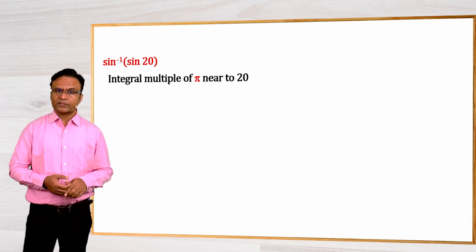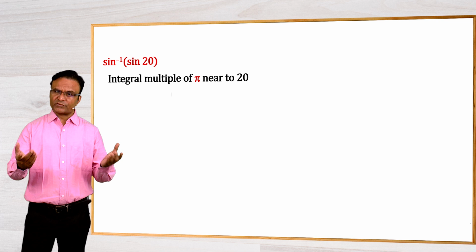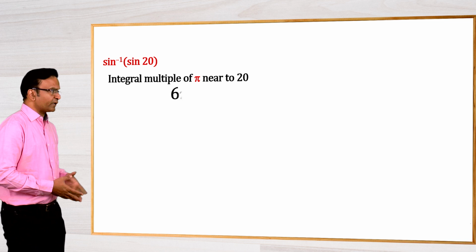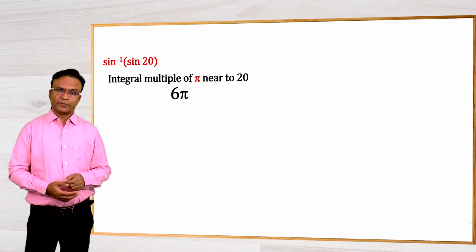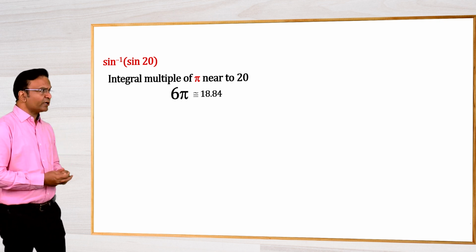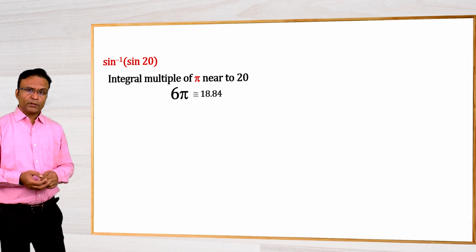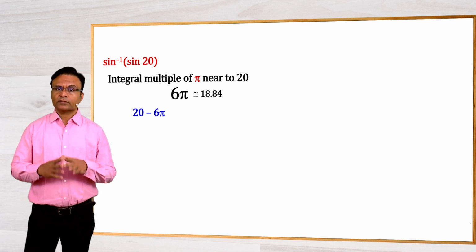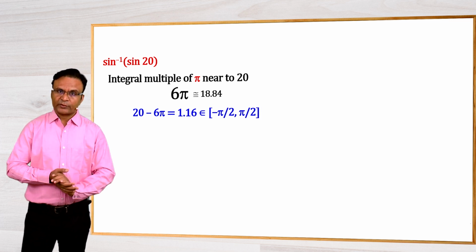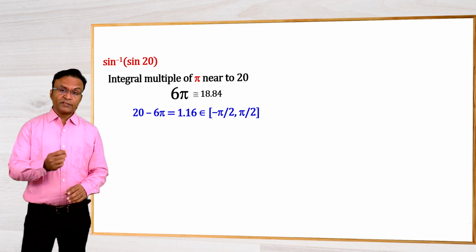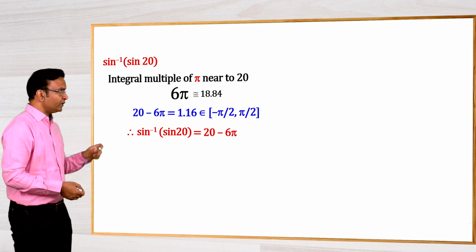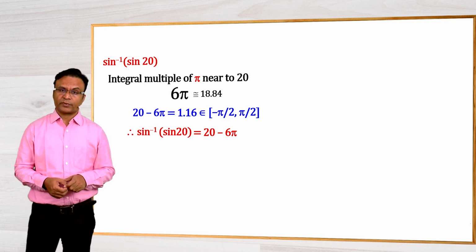20 के नियर पाई का कौन सा मल्टीपल हो सकता? Maybe 6 pi or maybe 7 pi. Let's consider 6 pi. The approximate value of 6 pi, you can calculate, is 18.84. The difference of this value and 20 is 1.16, which belongs to minus pi by 2 to pi by 2. And since we now have an even integral multiple of pi, the principal value will be 20 minus 6 pi.